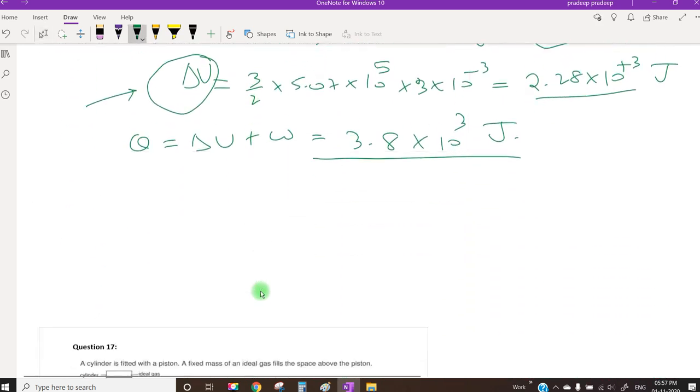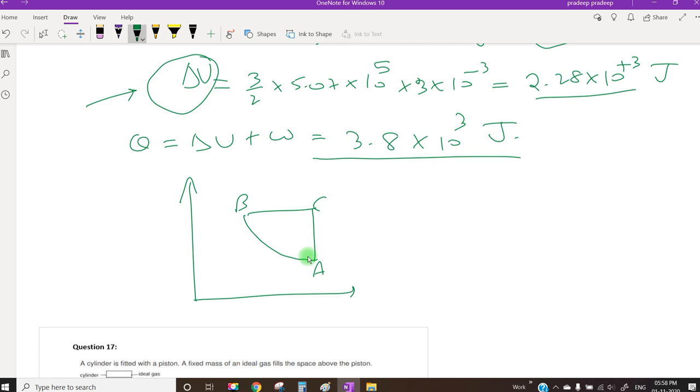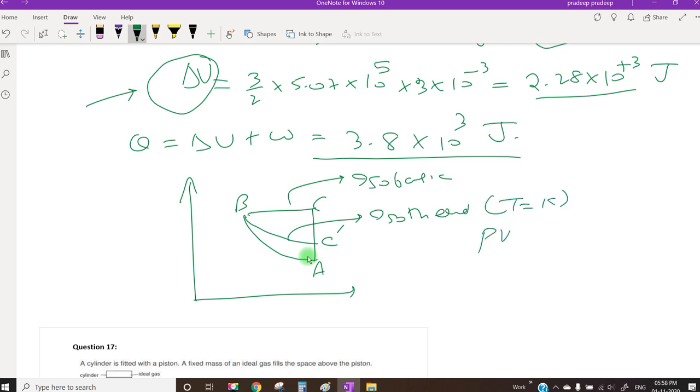All right, so this was your graph. B, C, and A. This was your original graph, right? Now the BC graph was originally an isobaric process. Now this gets transformed into an isothermal, and the isothermal graph is drawn like this. So let's say BC dash. This is our isothermal where the temperature remains constant. Using the ideal gas law, we know that whenever the temperature is constant, pressure is inversely proportional to volume.